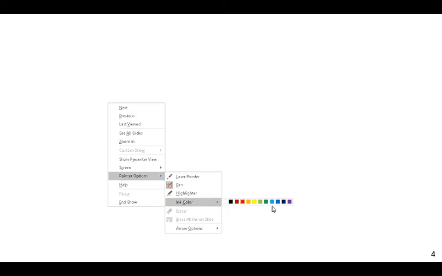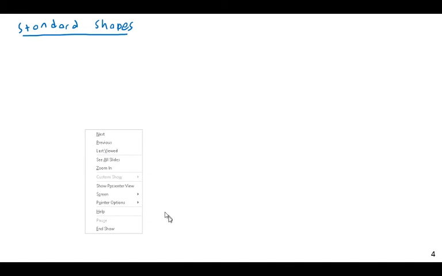So let's look at some standard shapes here. I want to talk about some families of standard shapes, and I'm going to discuss four of them.